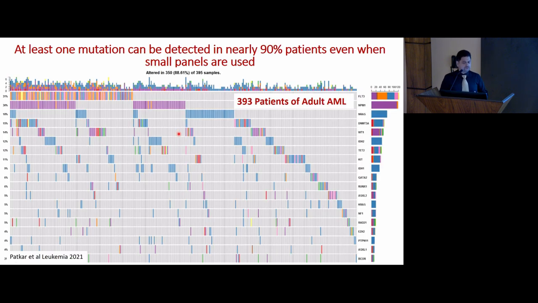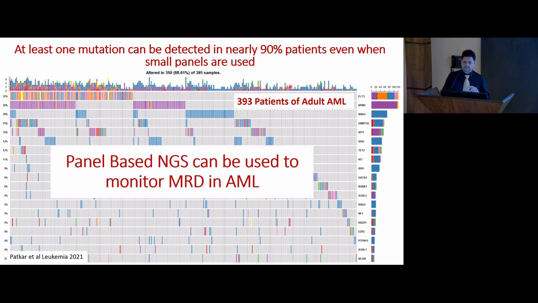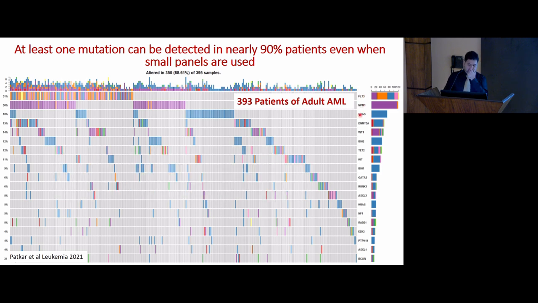If you use a large or even a small panel for AML, this is not large, this is just a 50 gene panel. If you use a 50 gene panel for AML, you can identify a mutation in nearly 90% of our patients. This is data that we published some time ago, and it shows that FLT3 mutations are very common, NPM mutations are more common than RAS, than DNMT3A, WT1 and so on. If you compare this with Western data, where DNMT3A, TET2, ASXL1 are most common, in our data DNMT3A and TET2 at least are more common than this.